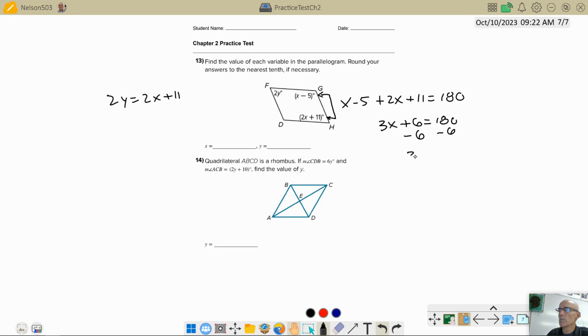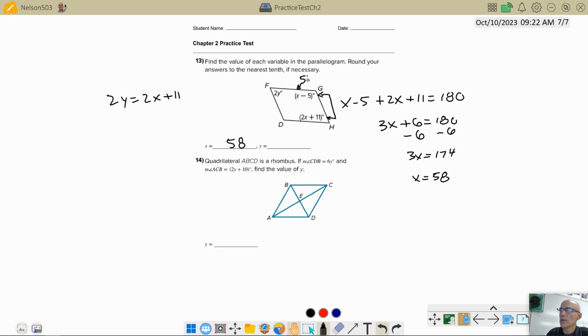I subtract 6 from both sides and I get 174. I divide by 3. It's going to go into there 5... 15. Let's see. That's 24. That's 58, right? So x is 58. Now, oh shoot, why did I put 5x there? X is 58. The y value, if I take the 58 and I put it, let's say right there.